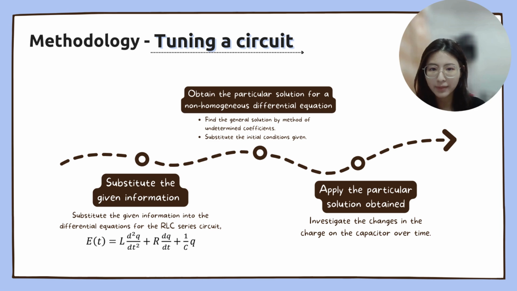Next, I will describe the methodology for tuning a circuit. Firstly, we substitute the given information into the differential equation for the RLC series circuit. We find that it is a second-order linear differential equation and solve it to obtain the general solution for the homogeneous linear equation. Secondly, the method of undetermined coefficients is used to find the general solution for the non-homogeneous differential equation. After that, we substitute the given initial conditions to obtain the particular solution. Lastly, the particular solution is applied to investigate the changes in the charge on the capacitor over time.